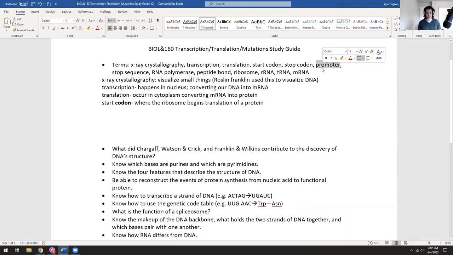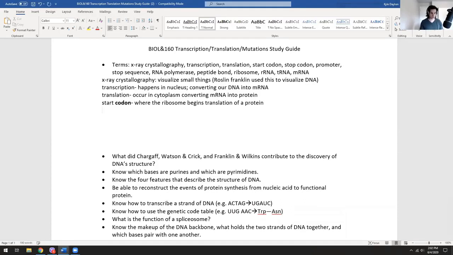Now we have promoter, so there's no codon there, but this is a sequence on DNA that recruits RNA polymerase. And we know that RNA polymerase is what initiates and pretty much conducts transcription.